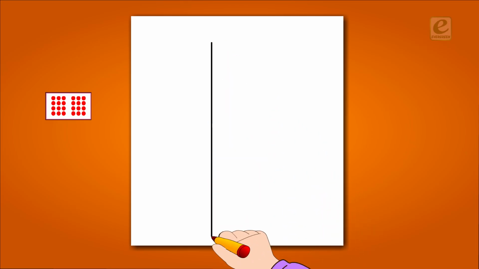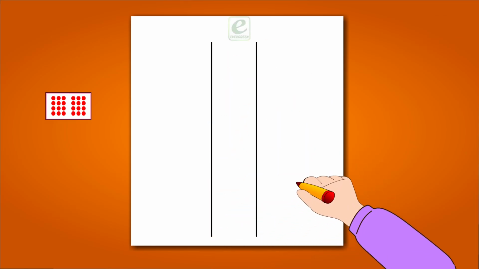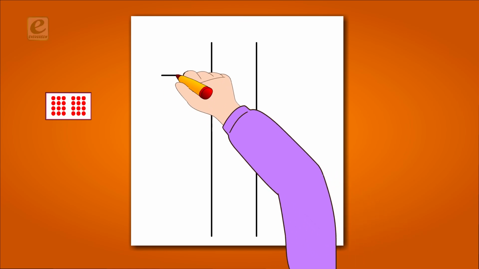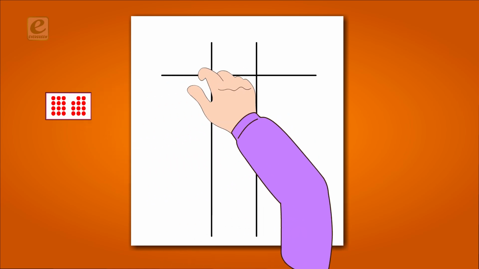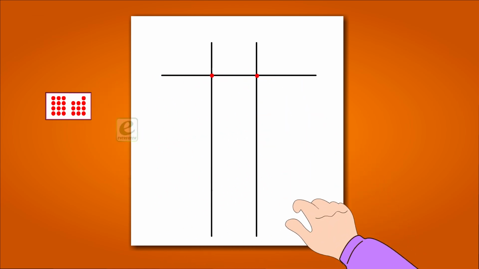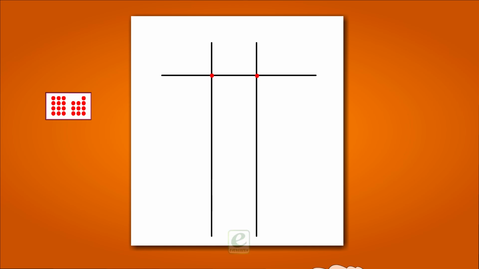Step 1. Draw 2 vertical lines as shown here. Step 2. Now draw a horizontal line intersecting the 2 vertical lines and paste bindis at the intersection representing 2 multiplied by 1 is equal to 2.